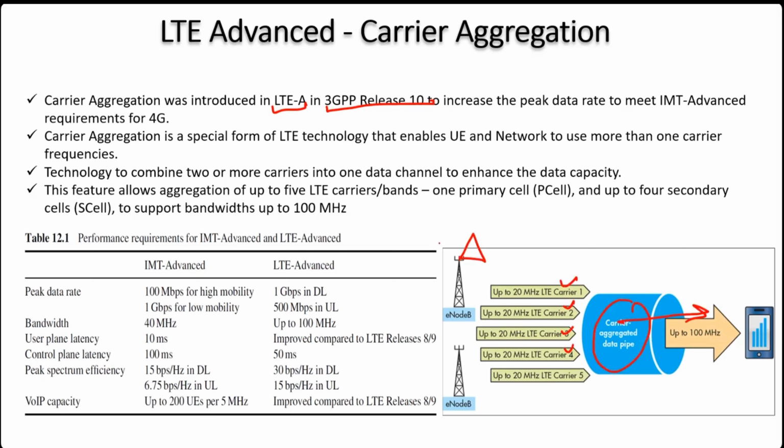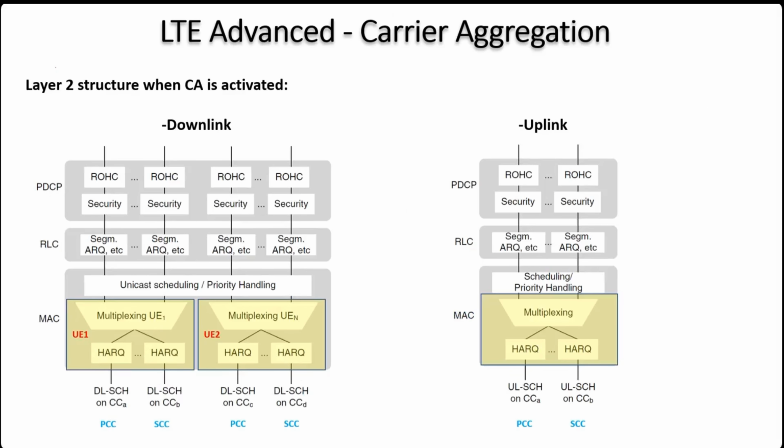And it will have two components, primary and secondary. We will see what the primary component is and what the secondary one is. Always you have one PCC and four SCC, a total of 5 carriers, which will support up to 100 megahertz of aggregation. Now this is the figure. We already know that the MAC layer is the layer which activates the CA. It is activated by the MAC control element. We will see there is a proper flow.